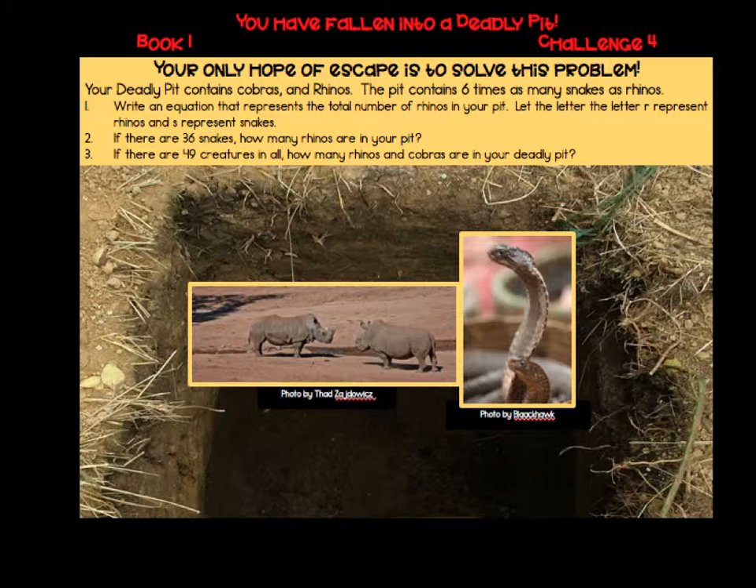Alrighty, so the very first thing I want to do is go ahead and write R here, and that's representing the rhinos, right? And then I'm going to make the equal sign and S over here to represent the snakes. Superb. And now, here we go with looking at our formula. The pit contains 6 times as many snakes as rhinos. So 6 times as many snakes. So there's 6 times more snakes than rhinos.